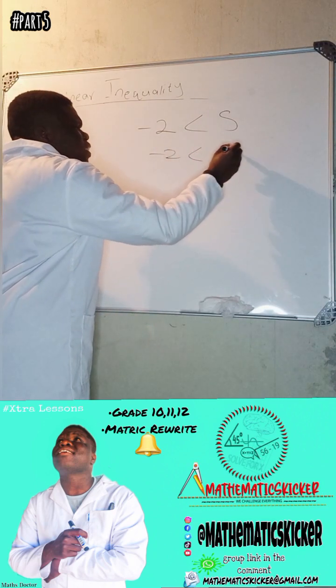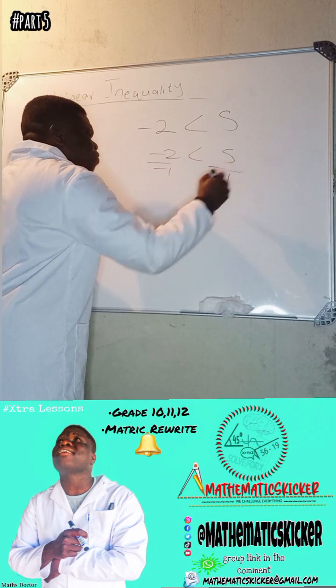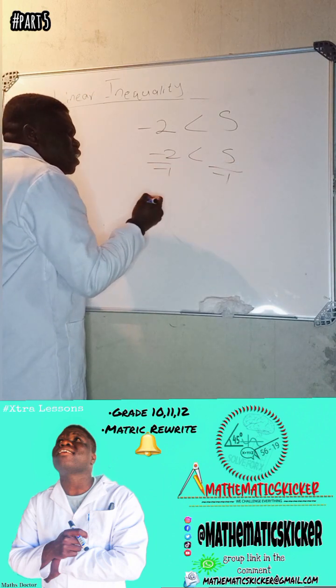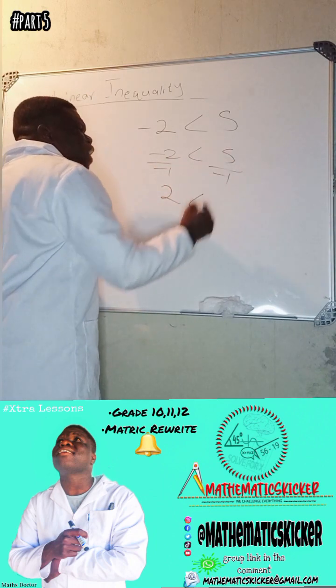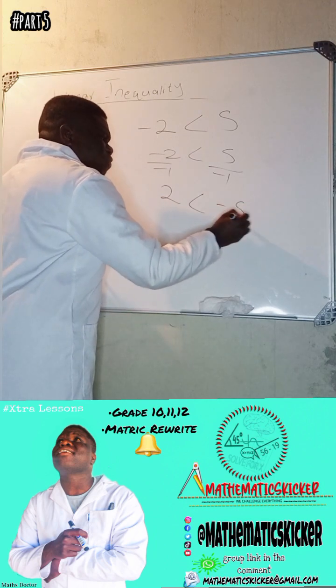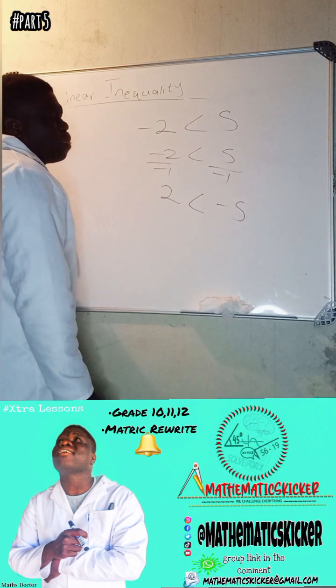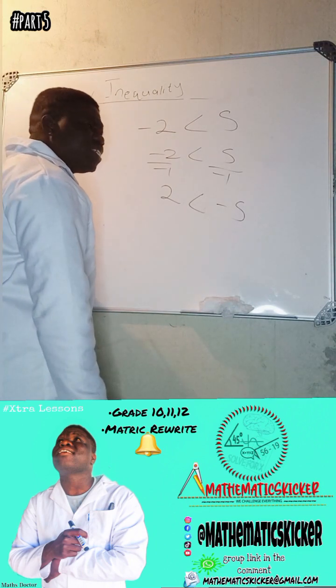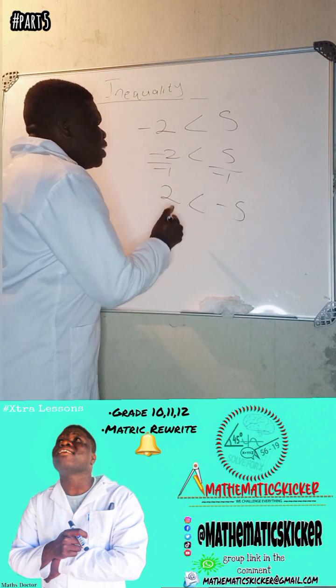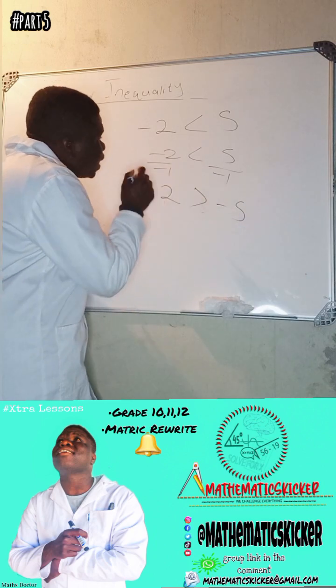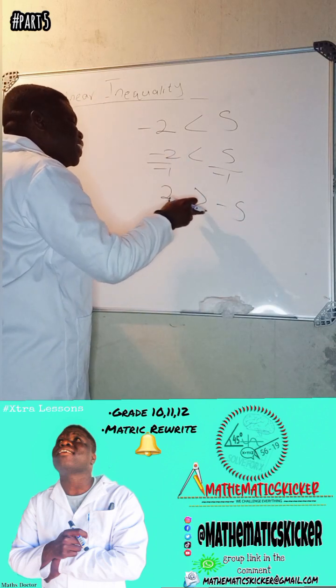Let's say we divide both sides by negative 1. Then negative 2 divided by negative 1 is how much? It is 2. Then 5 divided by negative 1 is negative 5. Is 2 less than negative 5? No, it's not true. It means that when we divide by a negative, the sign does change.